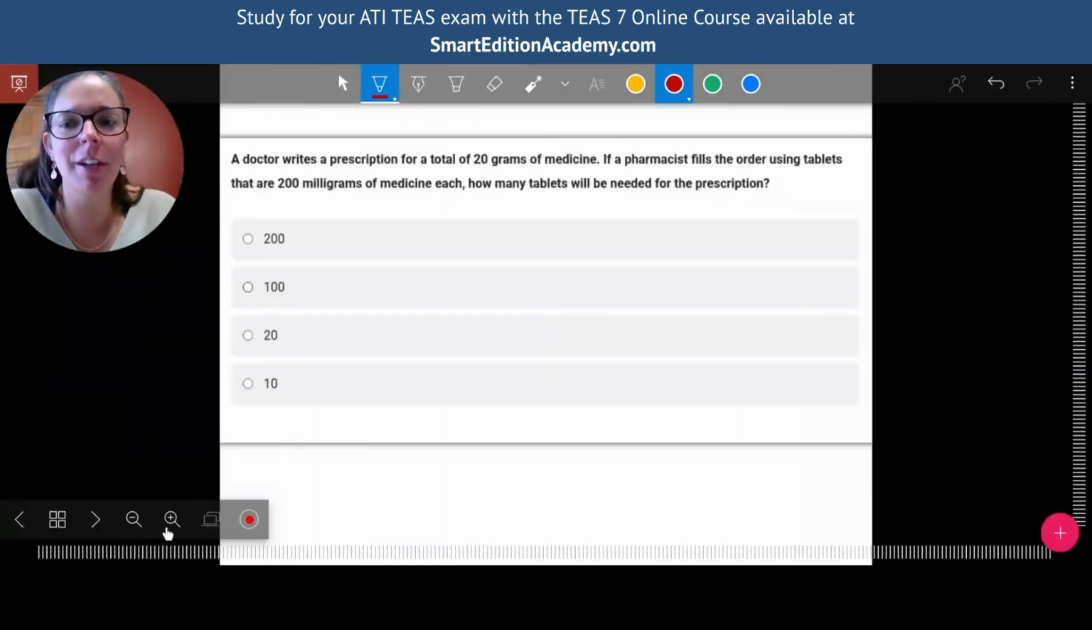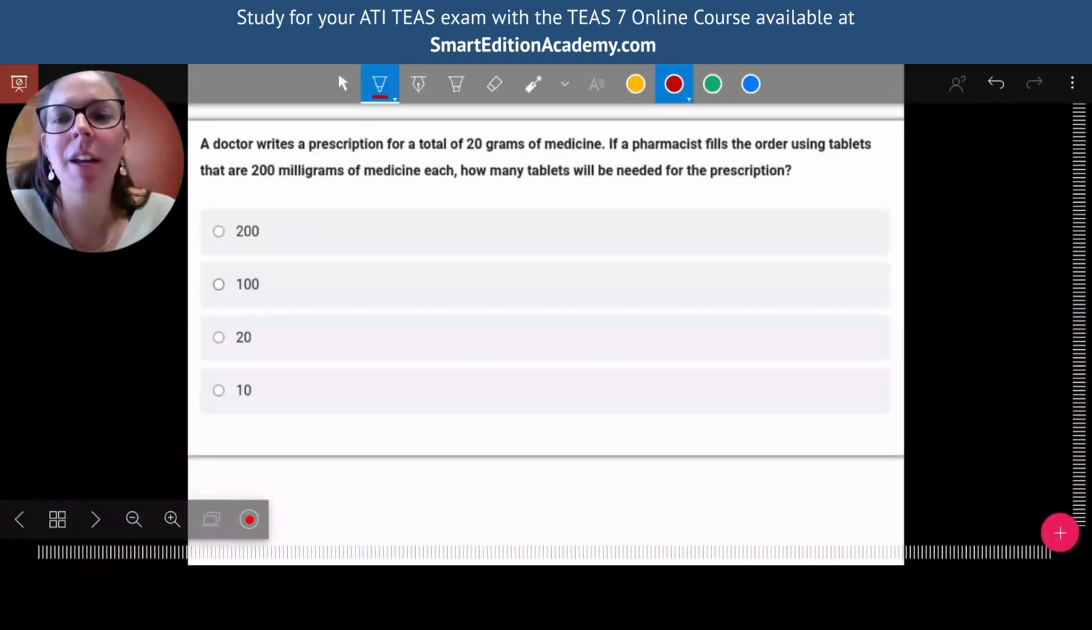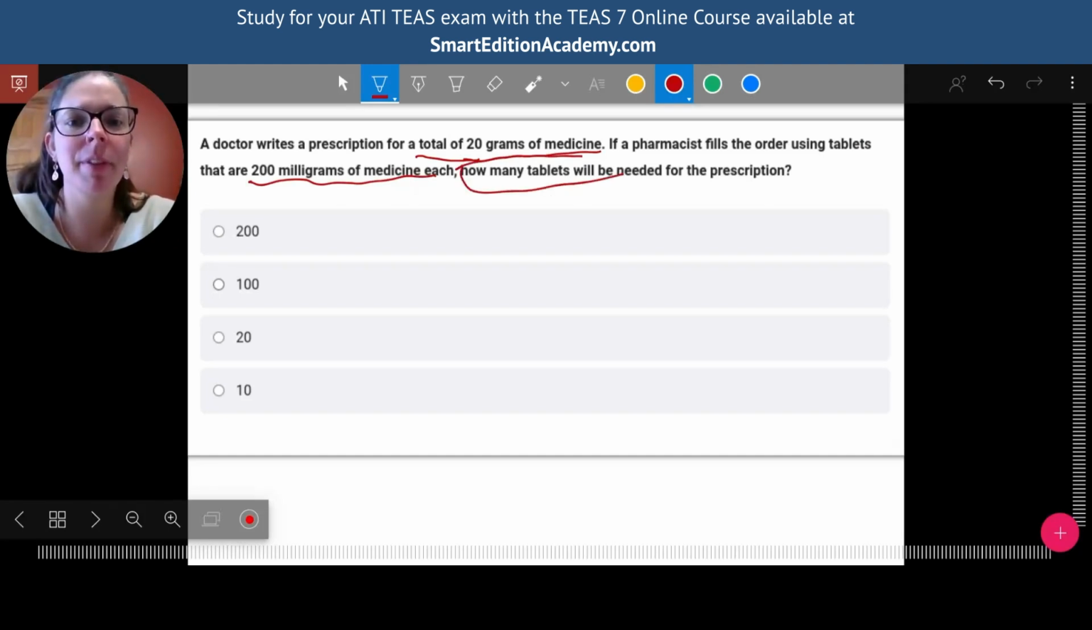Okay, let's try another one. We've got quite a few of these to do. So let's see what else we might be expected of. A doctor writes a prescription for a total of 20 grams of medicine. If a pharmacist fills the order using tablets that are 200 milligrams of medicine each, how many tablets will be needed for the prescription? They tell us we have a total of 20 grams, and they fill the order using tablets that are 200 milligrams each. How many tablets will be needed?